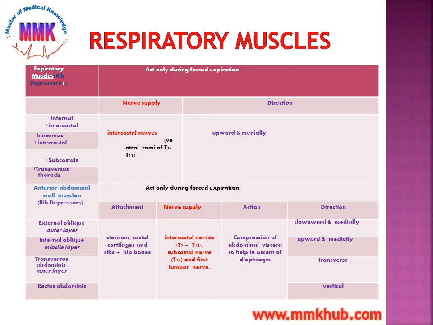Expiratory muscles are the rib depressors: internal intercostal muscle, innermost intercostal muscle, subcostal muscle and transversus thoracis muscle. They are supplied by the intercostal nerves via the ventral rami of T1 to T11, and their direction of movement is upward and medially. Then the anterior abdominal wall muscles. These are all rib depressors. These include the external oblique outer layer, internal oblique middle layer and transversus abdominis inner layer, and then the rectus abdominis muscle.